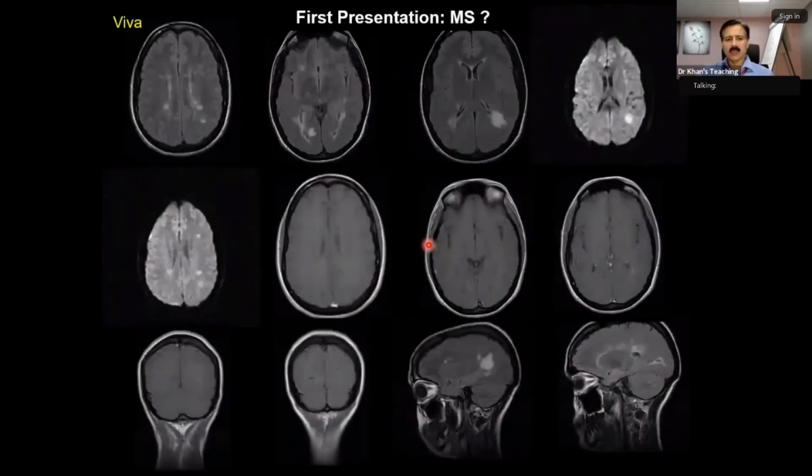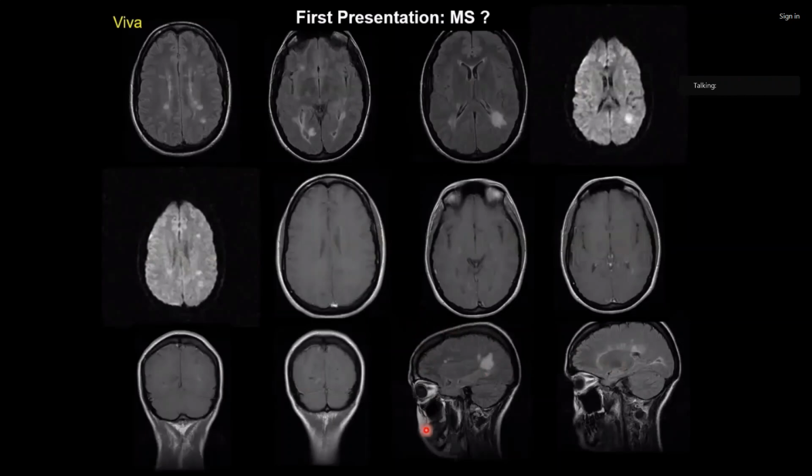So, candidate 1, this is your case. This patient, on his first presentation, they were suspected of demyelination. Over to you. Let me tell you the sequence is FLAIR, FLAIR, FLAIR, DWI, DWI. I have not given you ADC, non-enhanced T1, non-enhanced T1, contrast enhanced T1, contrast enhanced, FLAIR, FLAIR. Yes, please.